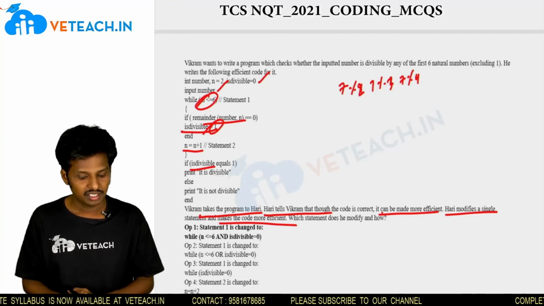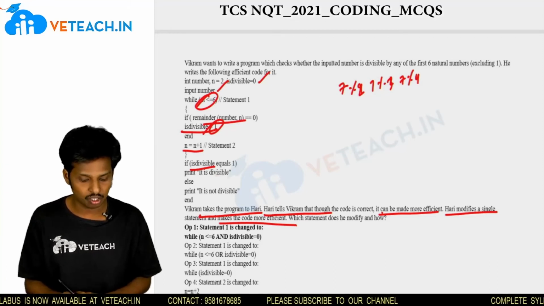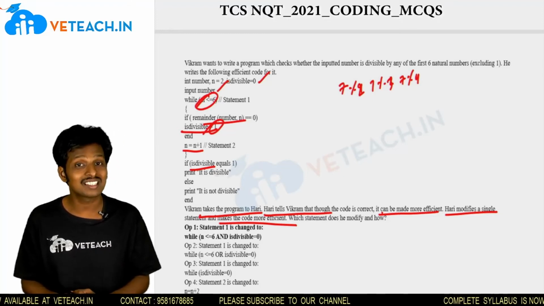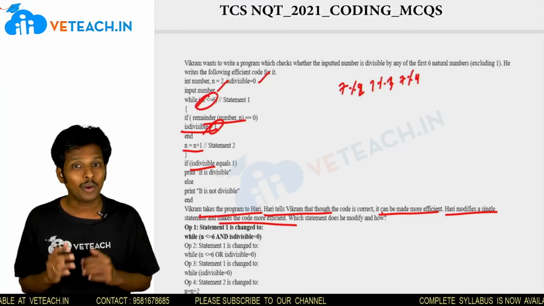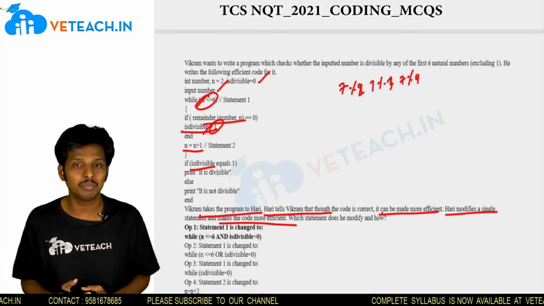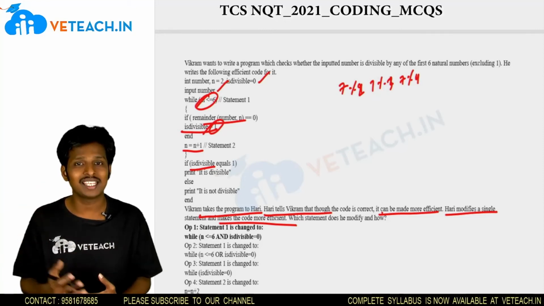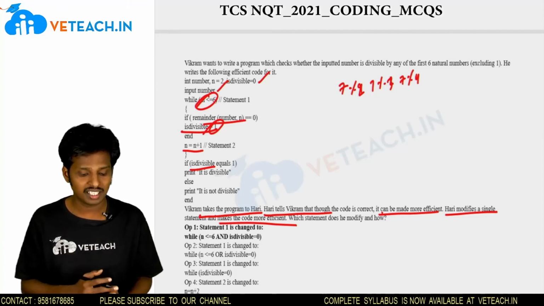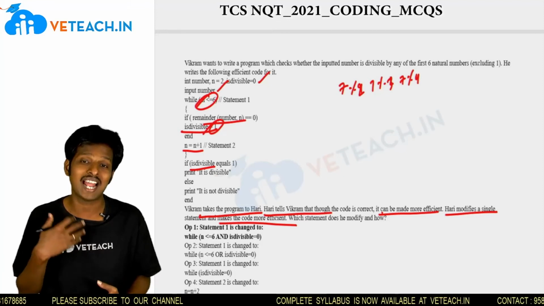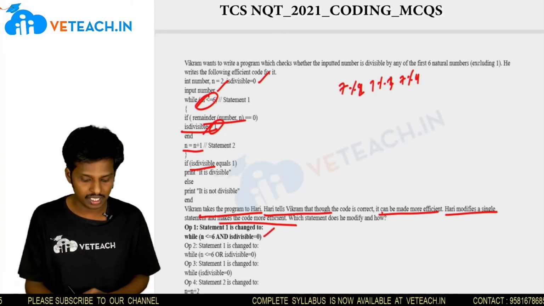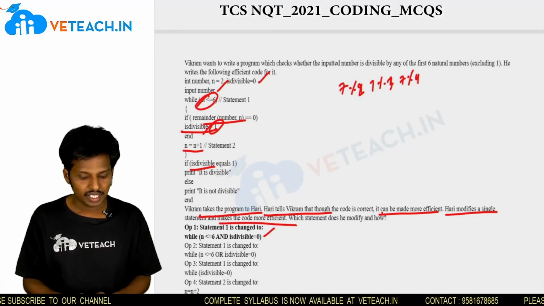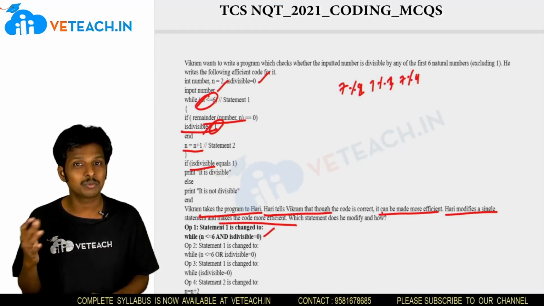Now the question that was asked is, which statement might have been modified by Hari to make this program more efficient? The different options that were given are, statement 1 is changed from while n less than or equal to 6 to while n less than or equal to 6 and is divisible is equal to 0. Why this was done is, if it is already divisible, there is no need of going for the next case, but your logic is going to check for all the cases whether it is divisible with all the natural numbers or not. So this is one alternative. Next, statement 1 is changed to n less than or equal to 6 or is divisible is equal to 0.